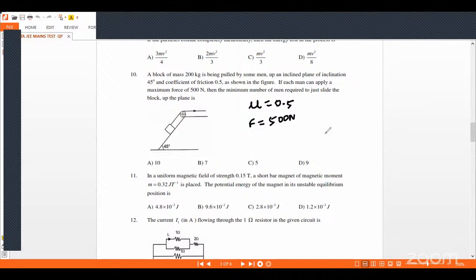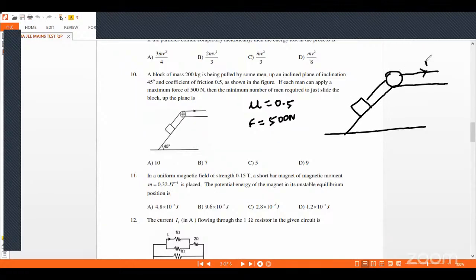See the diagram. Firstly, we have an incline. Here we have a pulley, and to this we have a block. This is pulled by a force F. Let us consider F equal to 500 Newton. We need to find how many men are required. First, I'll find what will be the total force.